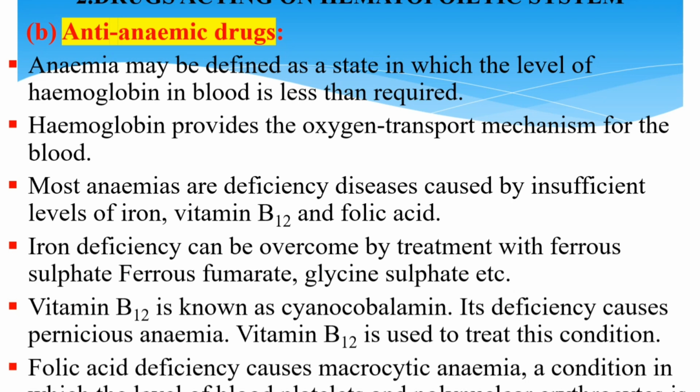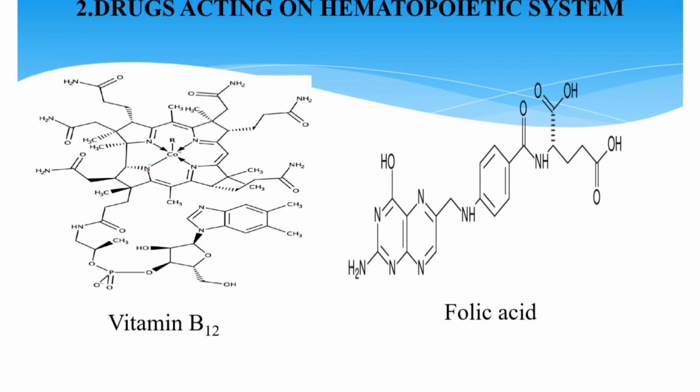Folic acid deficiency also causes macrocytic anemia, a condition in which the level of blood platelets, we have seen WBC, RBC and platelets or thrombocytes, and polynuclear erythrocytes is decreased. You can see here vitamin B12 and folic acid.